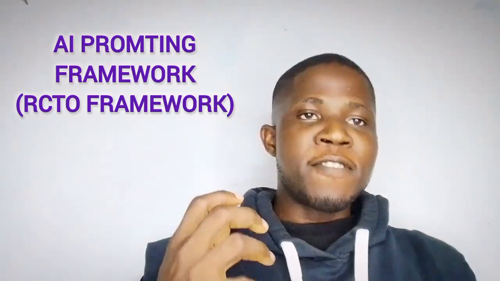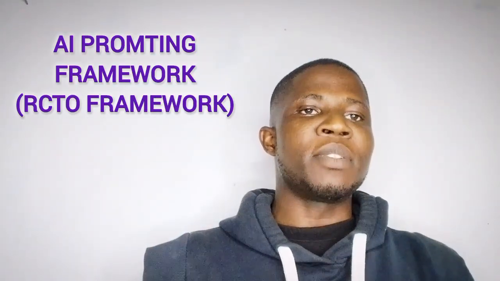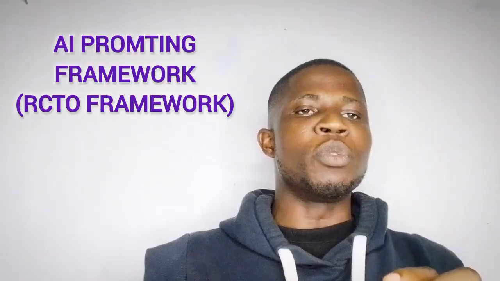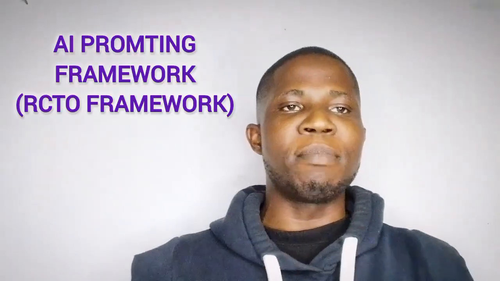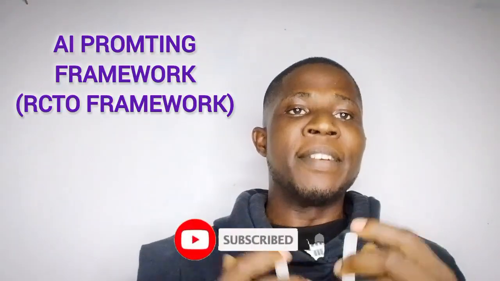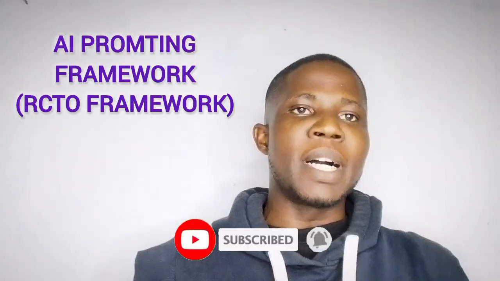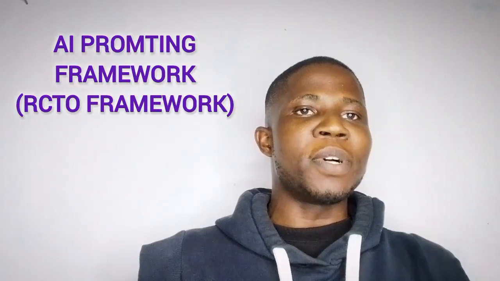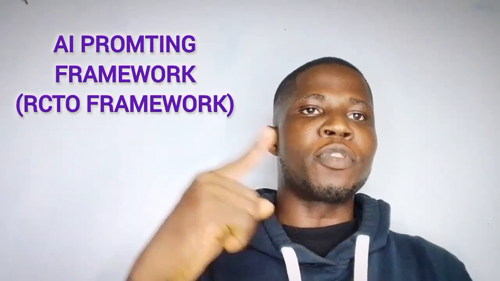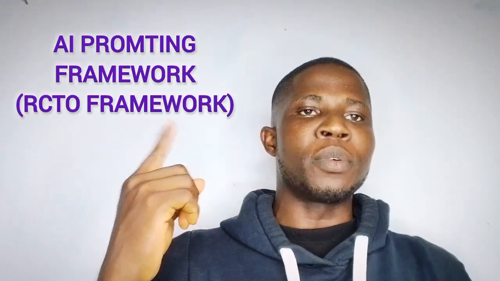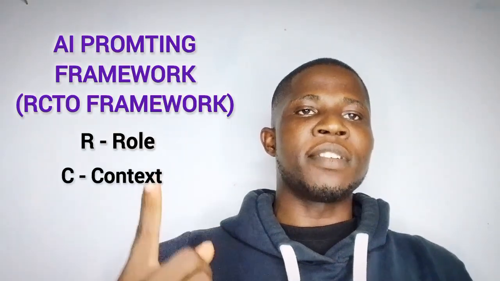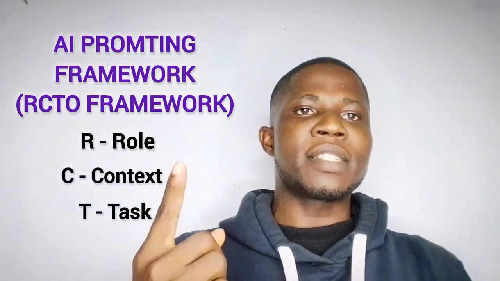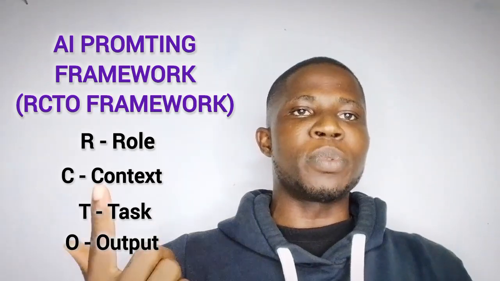Okay, so the information I'm going to share with you right now is going to change the way you use AI forever. Whether you're a developer, a data analyst, a writer, a YouTuber, or a scripter, whoever you are, this information cuts across anything you want to use AI to do. So, what is it called? It's called the RCTO framework. Okay, R stands for role, C stands for context, T stands for task, and O stands for output or format.